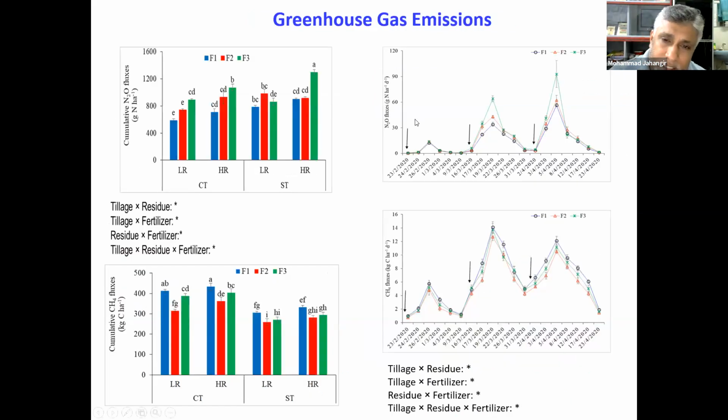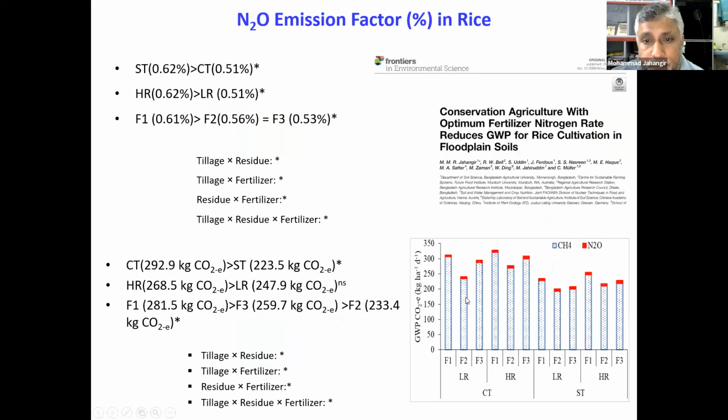And then in the rice system, we measured greenhouse gas emission, nitrous oxide emission here. And we see linear changes in nitrous oxide emission based on the fertilizer rate. So the higher the nitrogen fertilizer rate, the higher the nitrous oxide emissions. And nitrous oxide emission, again, like wheat, in rice field was the same. It was significantly higher in conservation agriculture than in the conventional agriculture practices.